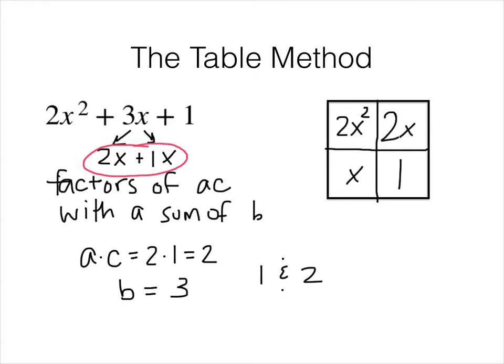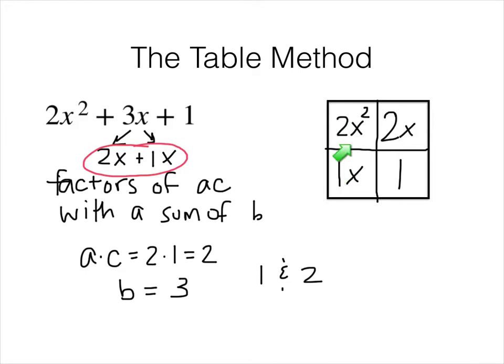And it doesn't actually matter which one goes in which box. It will still work. Now what we do is like backwards from multiplying in the table method. I need to find the GCF of each column going up and each row going across from right to left. So let's start with the columns.